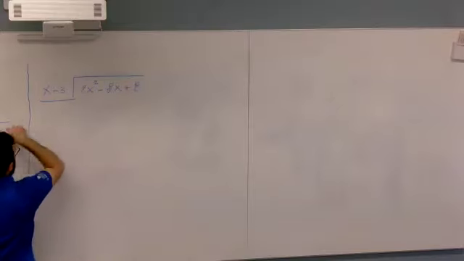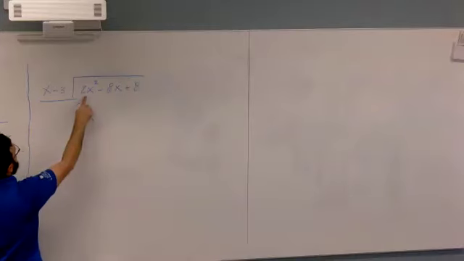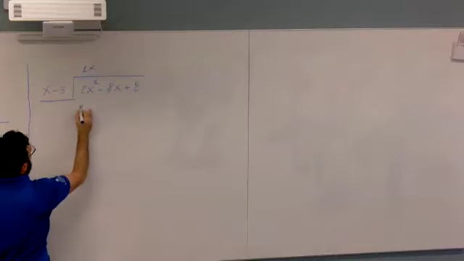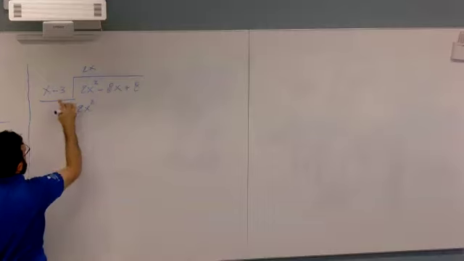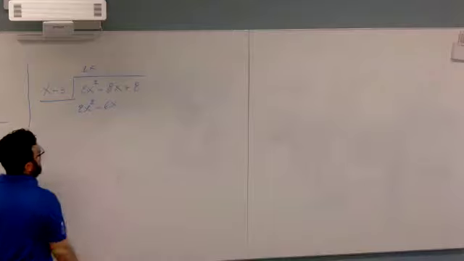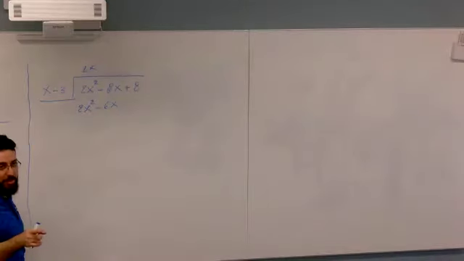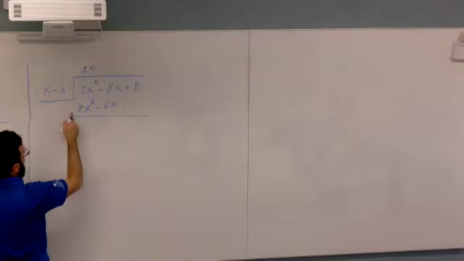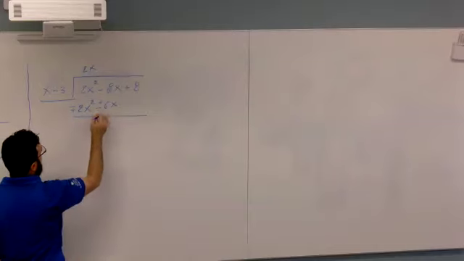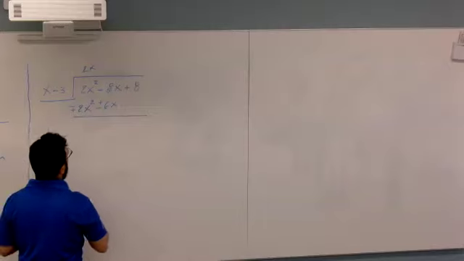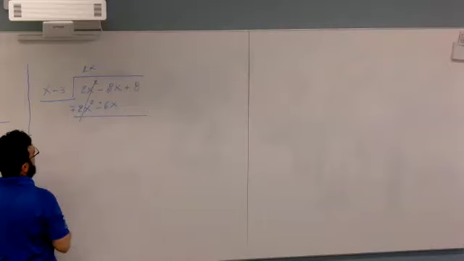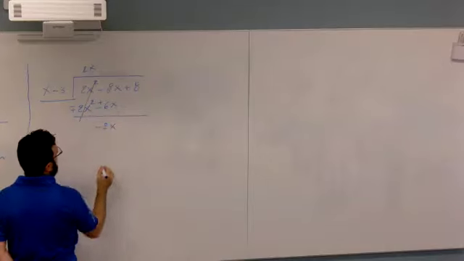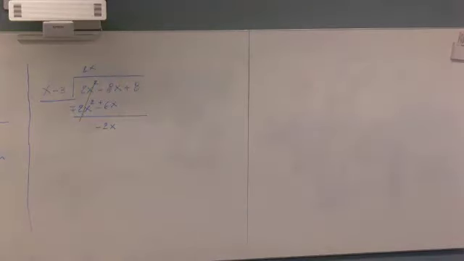2x squared divided by x is 2x. Here is the 2x. Now let's multiply. 2x times x is 2x squared. 2x times negative 3 is negative 6x. Is that okay? Draw the line and change the signs: positive, negative, negative to positive. So this is 0. Now negative 8 plus 6 is negative 2x. Is that okay?